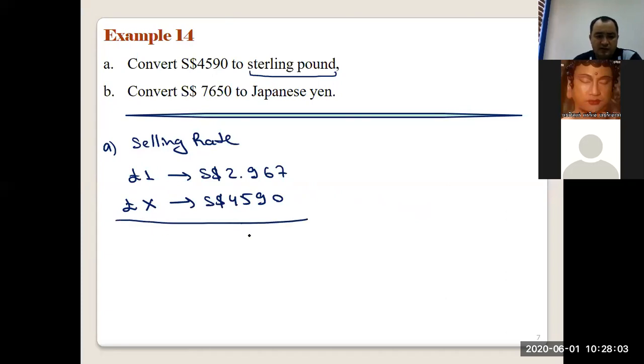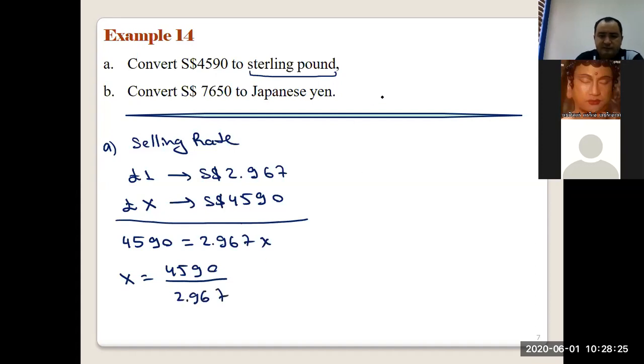Okay, if you could write this, the rest is quite easy. Just cross multiply and solve the problem. 1 times this, that's equal to 4590 equals this times X, it is 2.967 X. From here, X is equal to 4590 over 2.967. Okay. Actually, next time when you're doing this directly, you can do this. But actually, when we're converting, we have to go through these steps. That's what I'm trying to show you here.